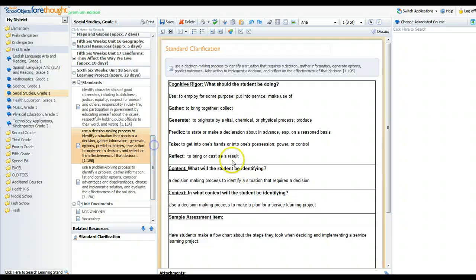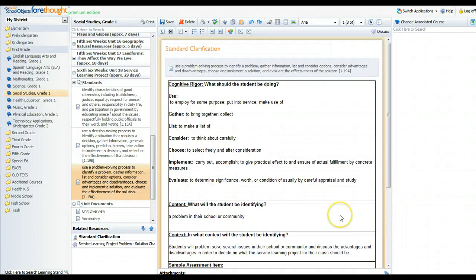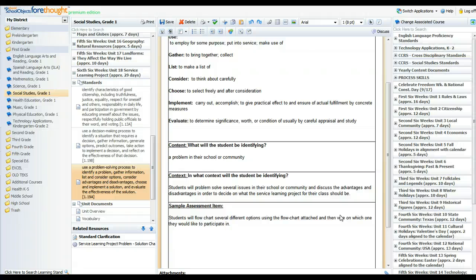This talks about using the decision-making process, and my sample assessment here is that you have students make a flowchart about the steps they took when deciding and implementing a service learning project so that they can really see how this worked out and how they made decisions along the way that were critical in the effectiveness of that decision. And we want to use a problem-solving process, so we have them once again flowchart several different options using the attached problem solution flowchart and then vote on which one they'd like to participate in.